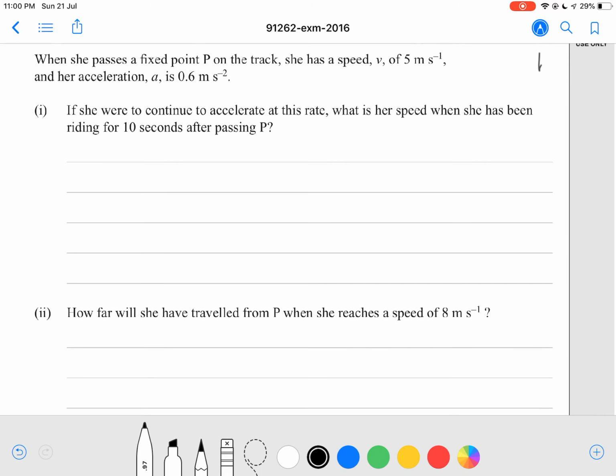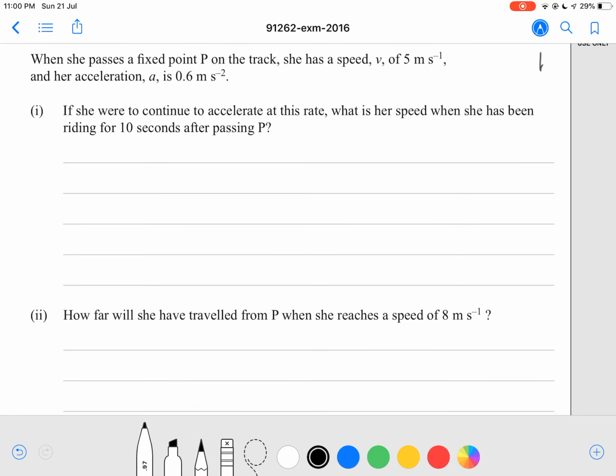So the first thing to note is our acceleration. Our acceleration is 0.6 meters per second squared, okay? And now we have our acceleration, velocity, and distance. Acceleration integrates to velocity, velocity integrates to distance, and vice versa. So if we differentiate distance, we get velocity, differentiate velocity, we get acceleration. We have our acceleration, we need to find what our v is.